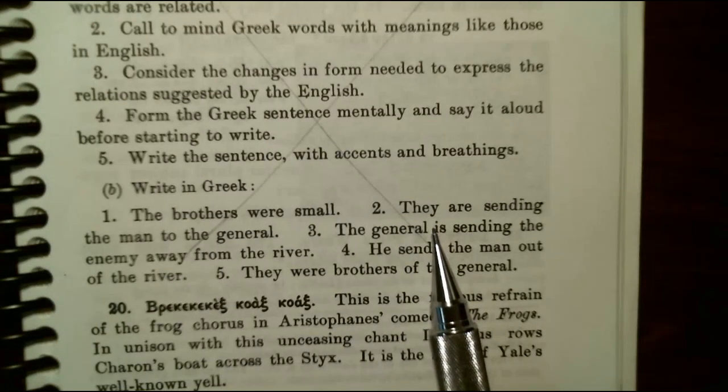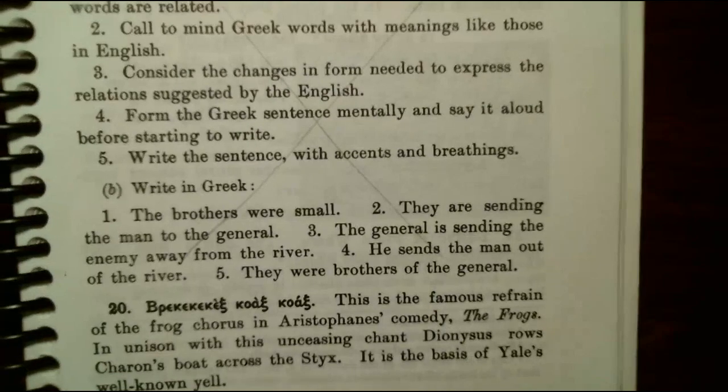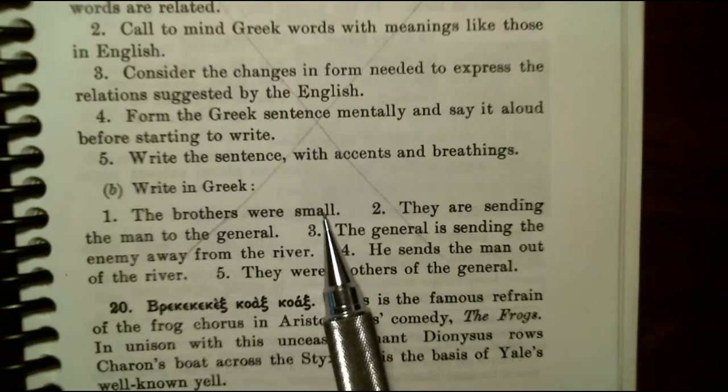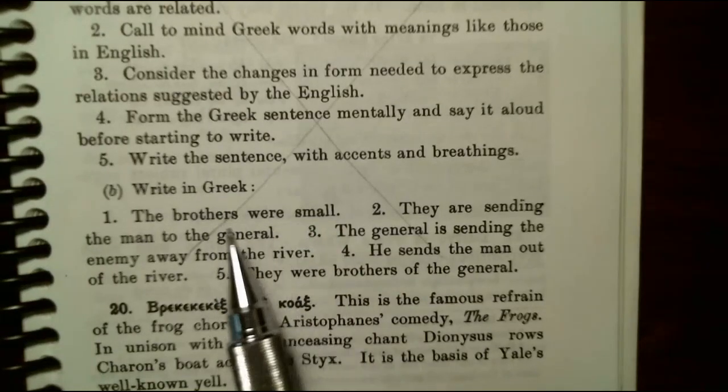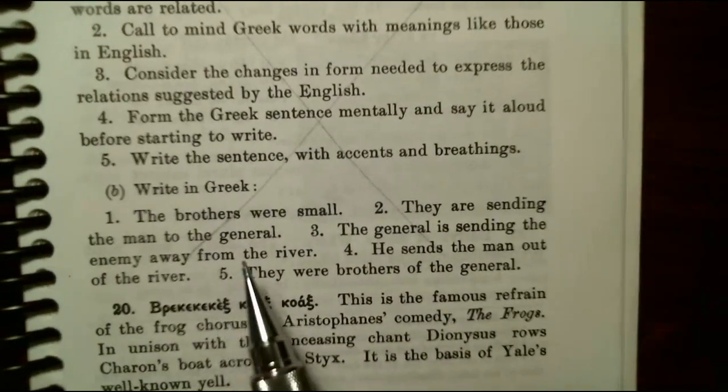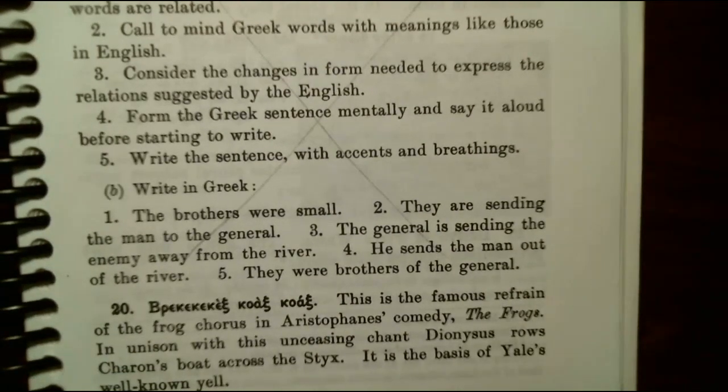So just look at the definitions they give you for the vocabulary. All these English words are going to come from the vocabulary that you've already learned. Just stick to the plan and follow the translations that they provide for the vocabulary as you come across these words, right? So the brothers were small. You would translate that into Greek. So go ahead and work on that, and then I'll provide the answers for that on the Patreon page.